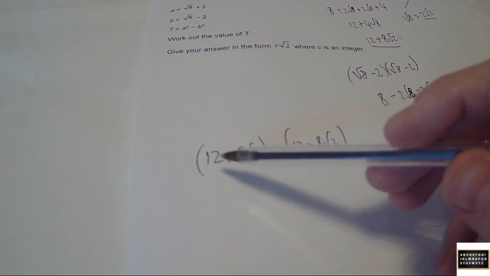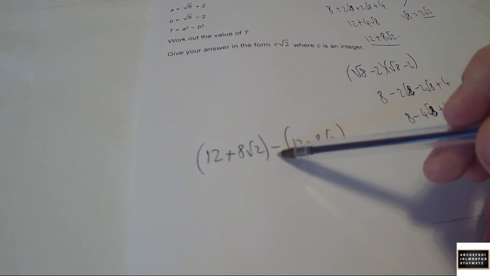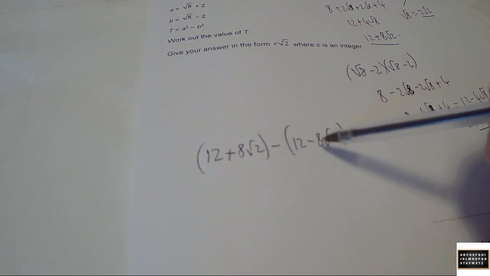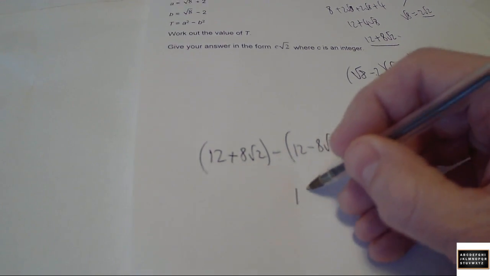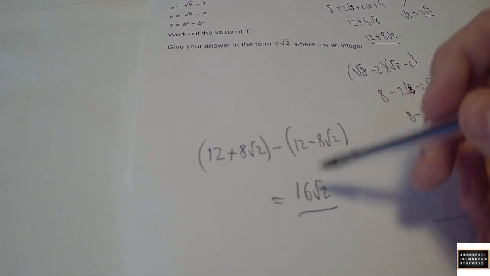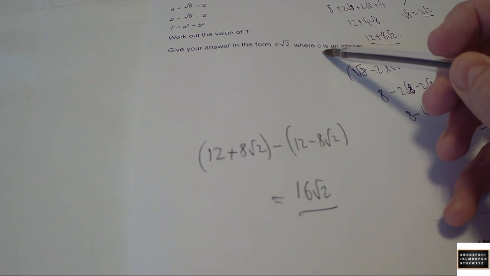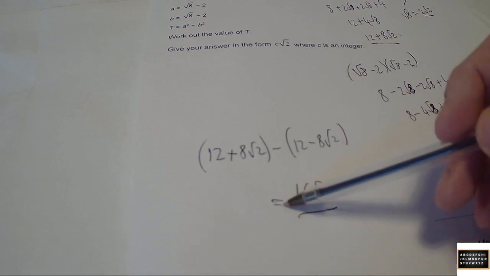So you've got 12 minus 12, well that's just nothing. 8 root 2 minus 8 root 2, so the two minuses make a plus, so you're going to end up with 16 root 2 when you do that sum. So when it's saying that c has to be an integer, c is going to be 16 here.